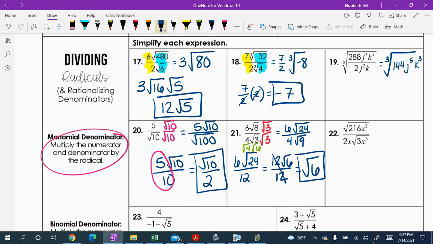144 would be divisible by 8. So I can treat this as the cube root of 8 and the cube root of 18. Cube root of 8 is 2, so I'm going to take out the 2. J's, j to the 5th. 3 goes into 5 once, so I can take out one group of j's. I am going to be left behind with 2 j's left over. And 3 goes into 3 once, so I can take out 1k. And there we have that.